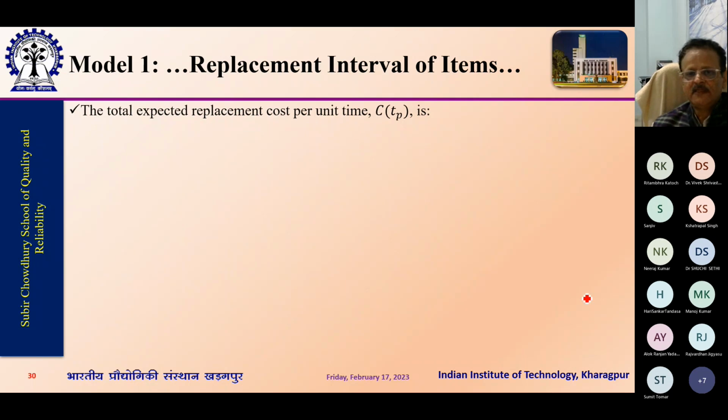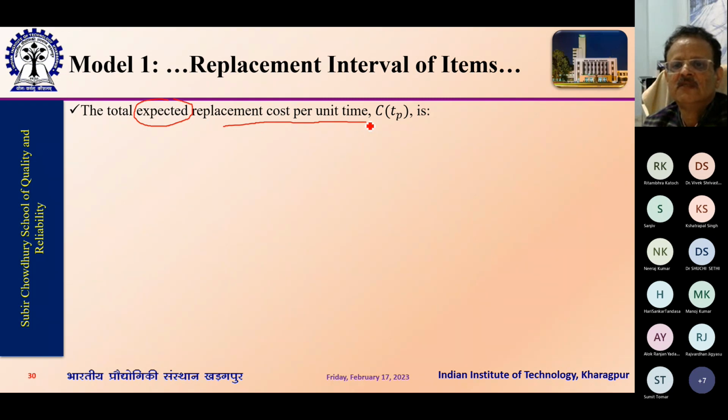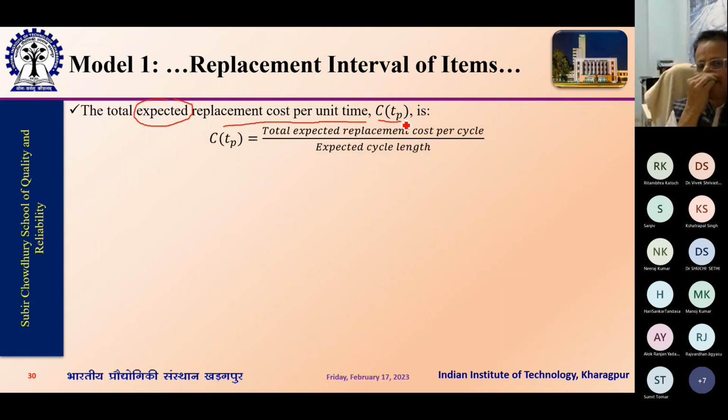So C of TP is the total expected replacement cost per unit time. You have seen that we are using the word expected, because we are computing expectation in the probabilistic domain, where the probability of failure is to be computed. We're not going for a finite time horizon. C of TP is the total expected replacement cost per cycle divided by the expected cycle length. Remember, the word expected was not used in the deterministic case.